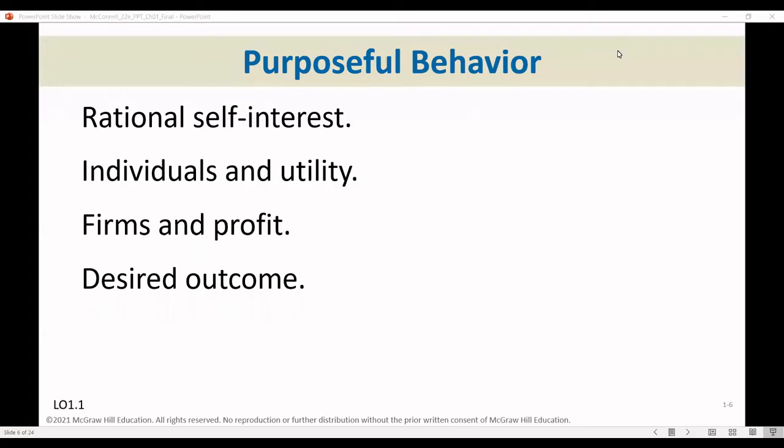So the purposeful behavior here is the rational self-interest. Here, I want to point out that the rational self-interest is different from the concept of selfishness, right? For individuals, we have a utility. Our self-interest is to maximize our satisfaction when we undertake anything. For businesses, it is to maximize the profit.